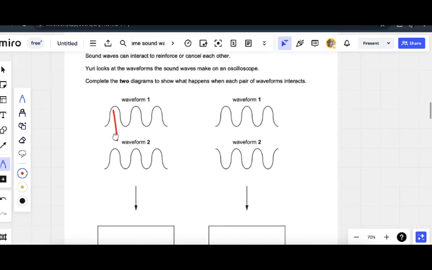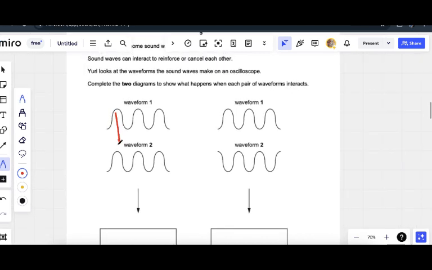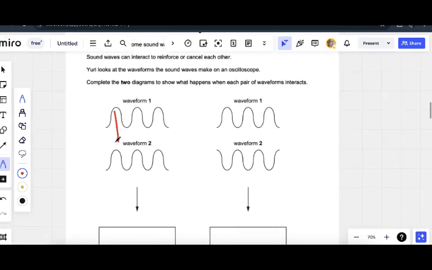Okay, so if here and here look the same, then when they interact, it will get bigger. Right? It will get bigger. But here, on the opposite side, they will cancel out each other.